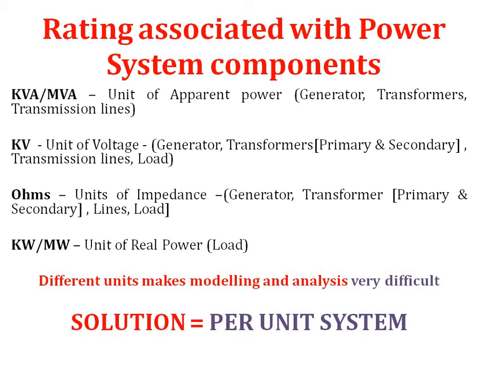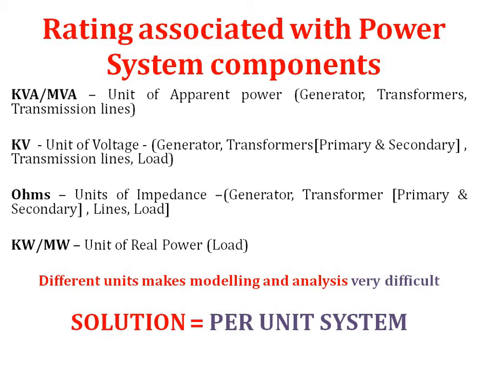Rating associated with the power system components. In a power system, the generator rating is in kVA or MVA. So here, kVA/MVA is the unit of apparent power for generator, transformer, and transmission line. kV is the unit of voltage for generator, transformer, primary and secondary transmission line, and load.